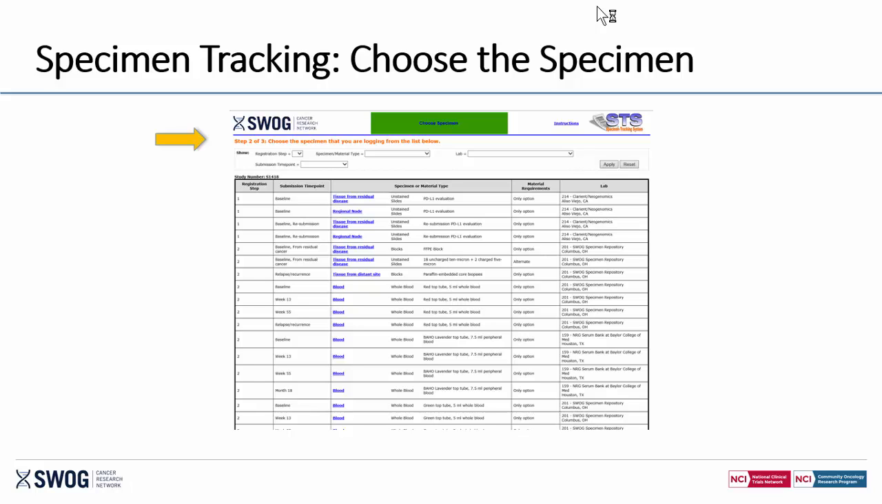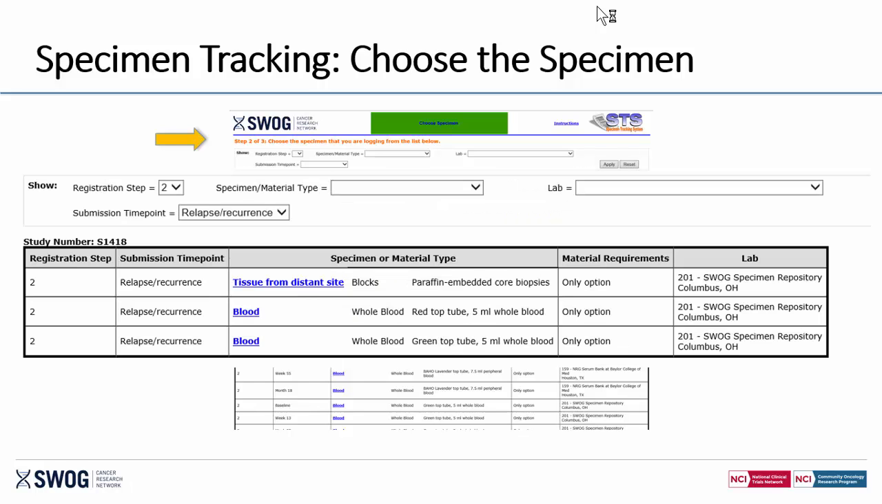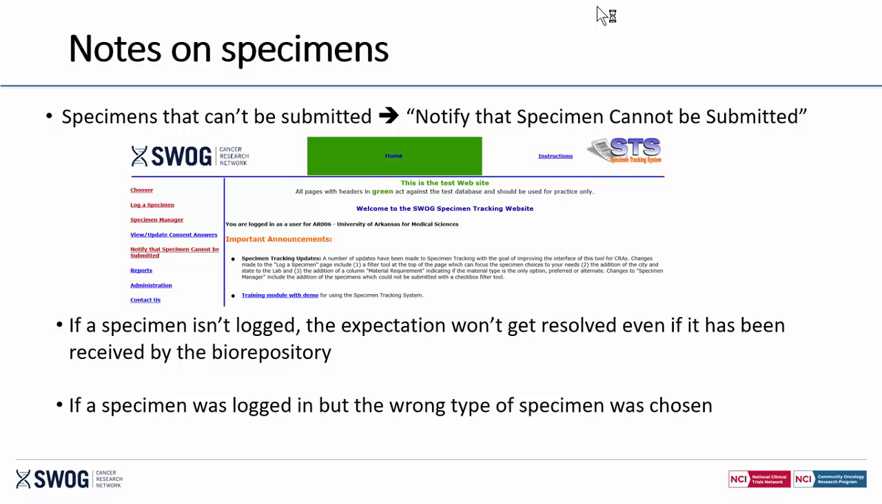That filter up top is relatively new. I think it's really useful. We've tried to really fix those expectations so it's clear how to get from the expectation report to here. You use that filter and you can really get down to a small subset of those specimens and much easier to find the specimen that will resolve your expectation.